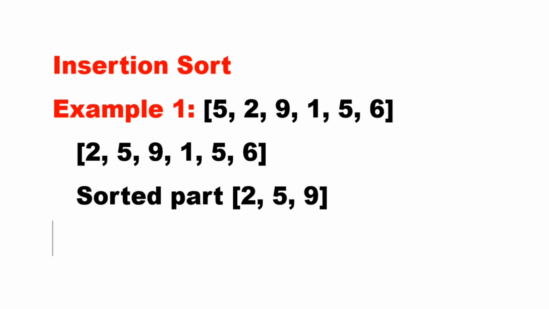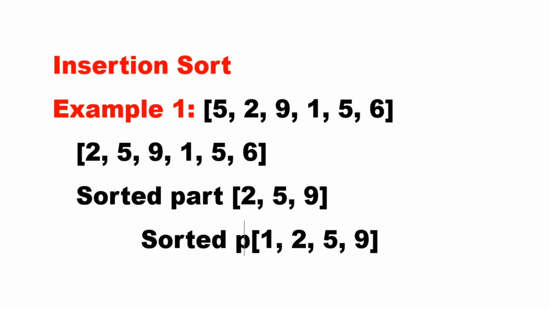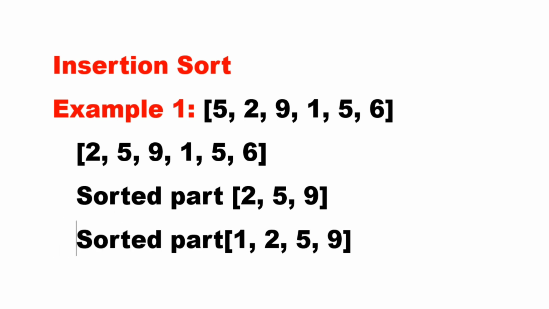Next, we need to insert the fourth element. The next element is 1. We compare it with the sorted part, 2, 5, 9. Since 1 is less than 2, we insert it at the beginning. Now we have 1, 2, 5, 9. These are the sorted part. Next, 5 and 6 are the unsorted part.